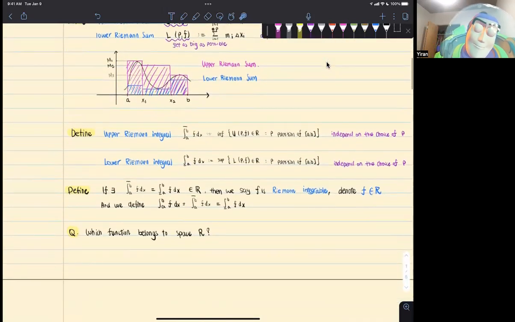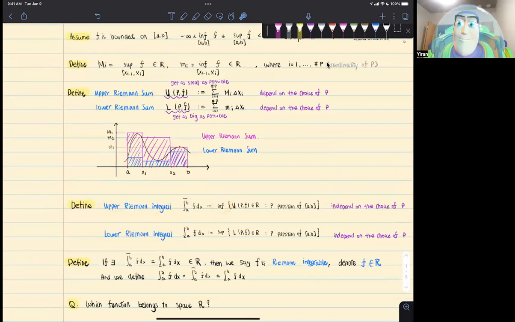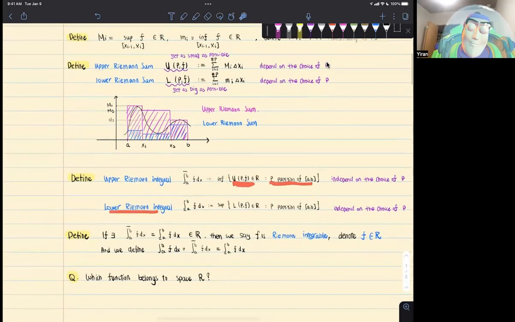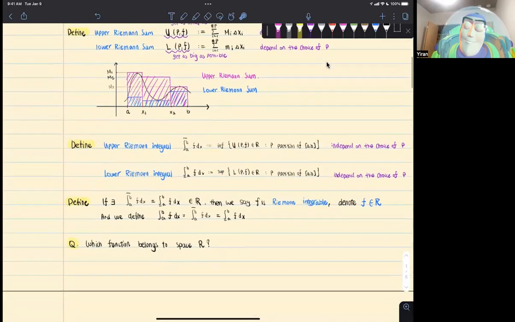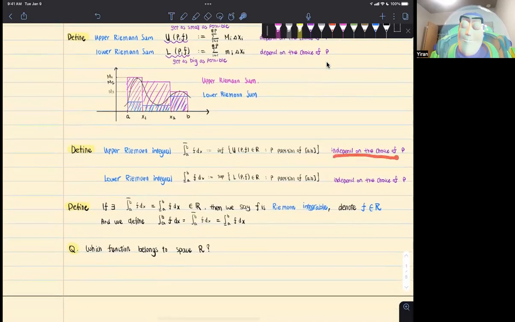Okay. Another definition is the upper Riemann integral. Recall that before we had the upper Riemann sum. Here is the upper Riemann integral. It is where we take the infimum among all the upper Riemann sums over all possible partitions. And the lower Riemann integral is where you take the supremum of the lower Riemann sums over all possible partitions of the interval. Because we're comparing them and we find an infimum, the result does not depend on P.